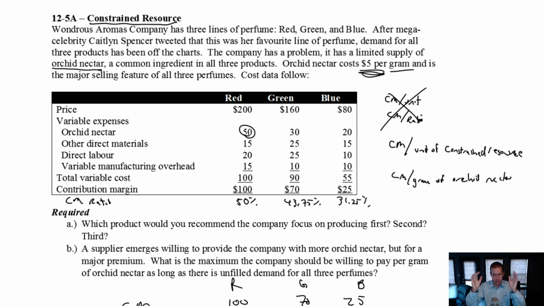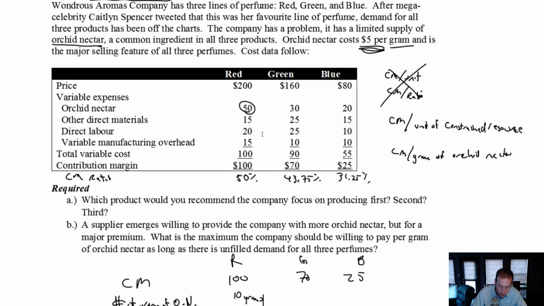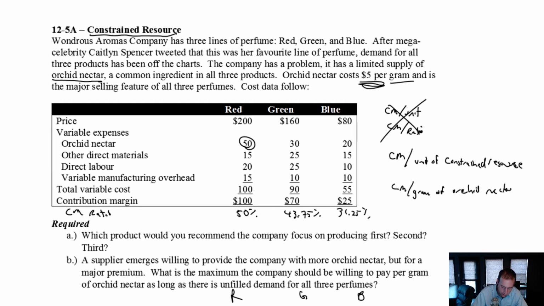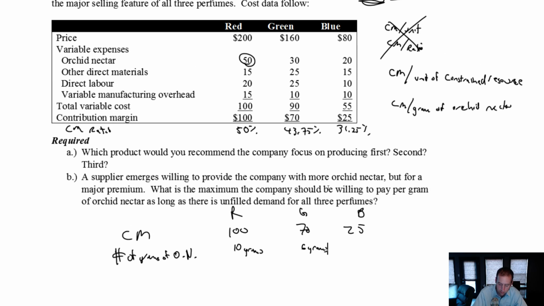So working there, you can go, okay, $50 worth of orchid nectar costs me $5 a gram. There must be 10 grams of orchid nectar: 50 divided by 5. For the green, $30 worth of orchid nectar, there must be 6 grams. For blue, $20 worth of orchid nectar, 20 divided by 5 is 4 grams.